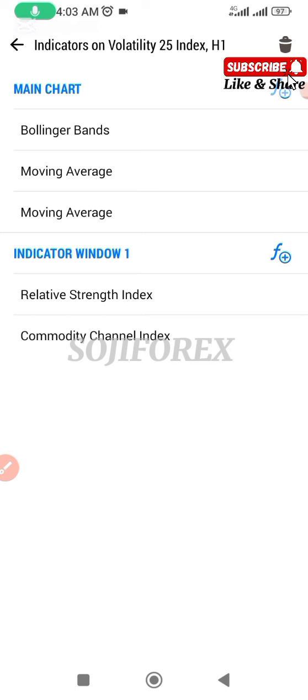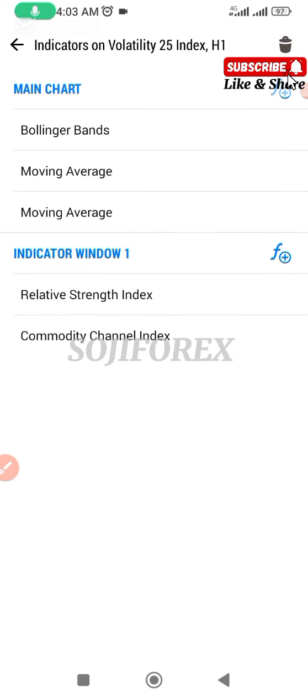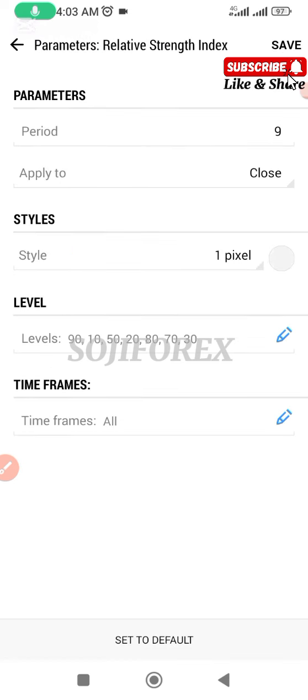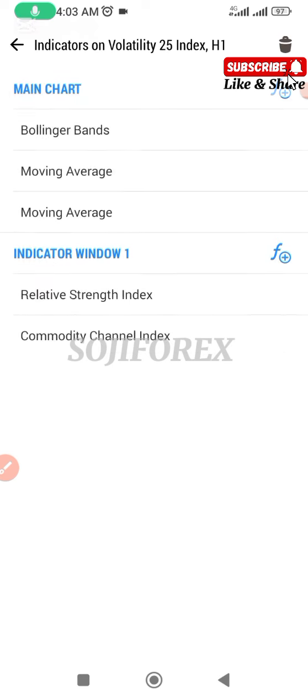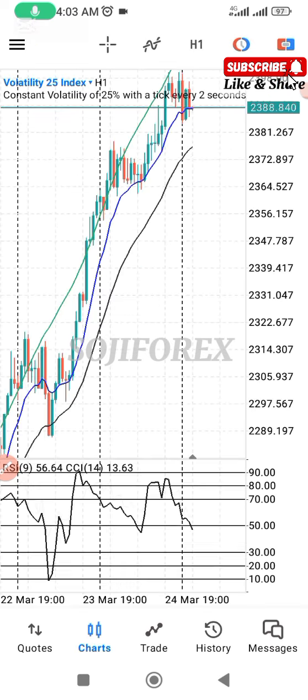Here is the setup for the moving average. The moving average is period 10, the shift is 0, the method is exponential, and you apply it to close. The second moving average is period 25, the shift is 0, the method is exponential. And of course, this is our Bollinger Band, the period is 130, and afterward we have our relative strength index and our commodity channel index.